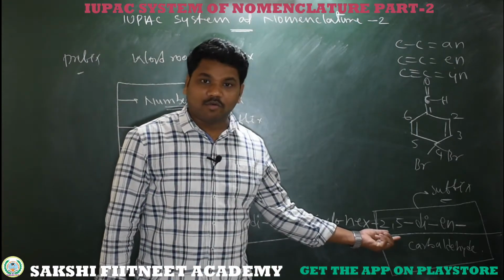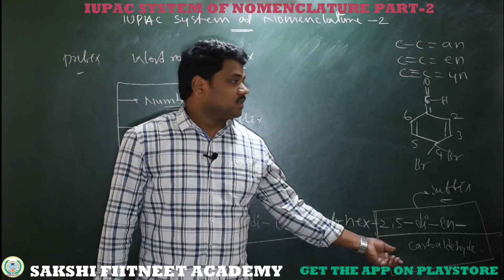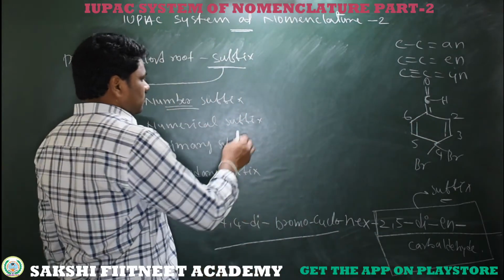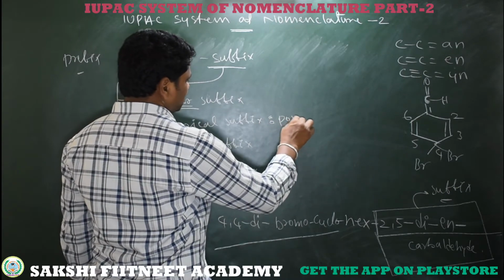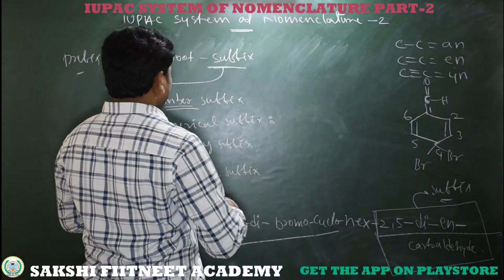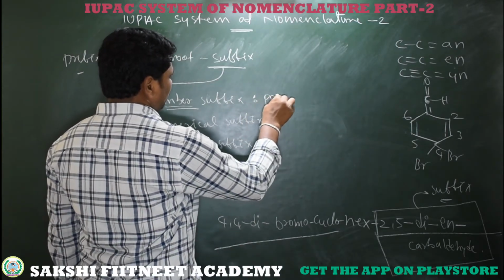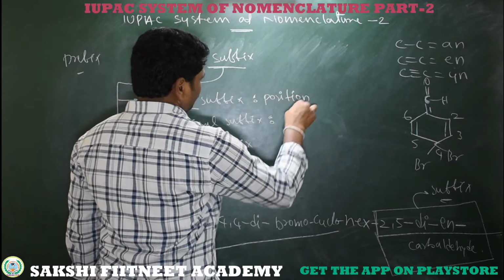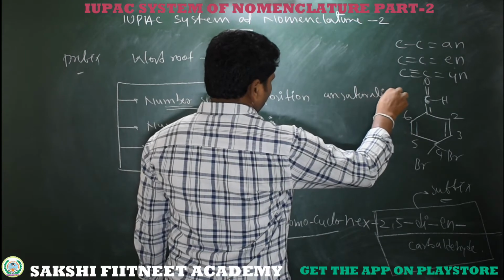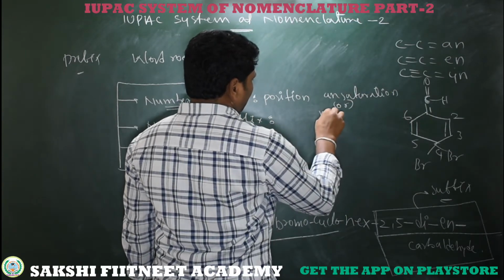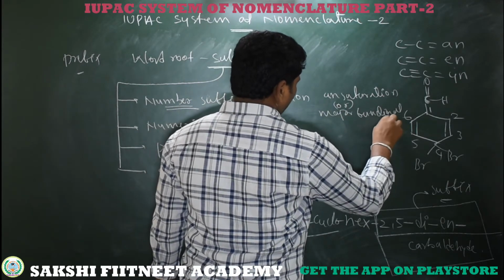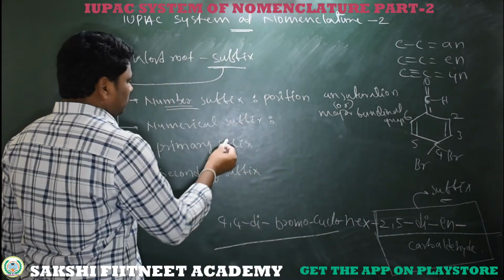Position of a double bond or triple bond or functional group. If the functional group is at the first position, we are not writing the position. So what is the information given by this? Number suffix: position of unsaturation or major functional group. Very easy. What about numerical suffix?